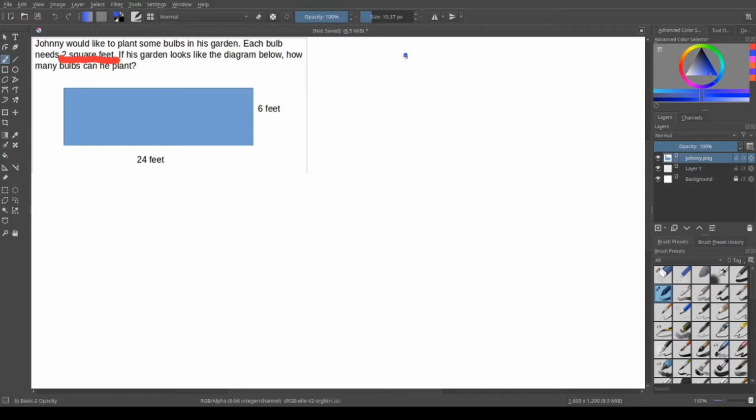If you know anything about area, it deals with square feet. And since we have a rectangle right here, we need the area formula for a rectangle, which is base times height. For me, I'm going to call the base B, 24. And I'm going to call my H, which is height, 6.